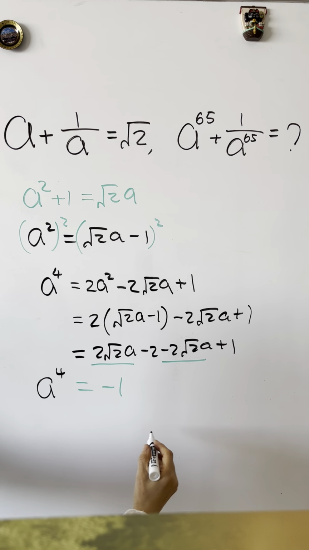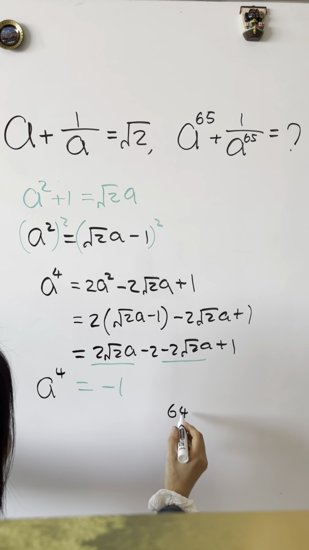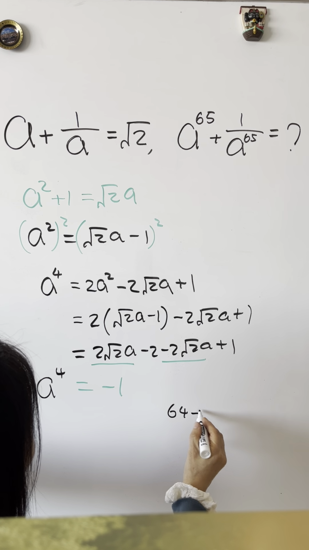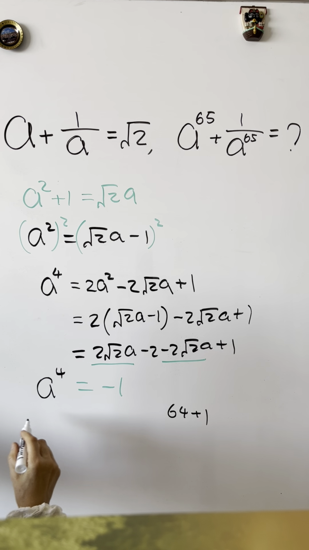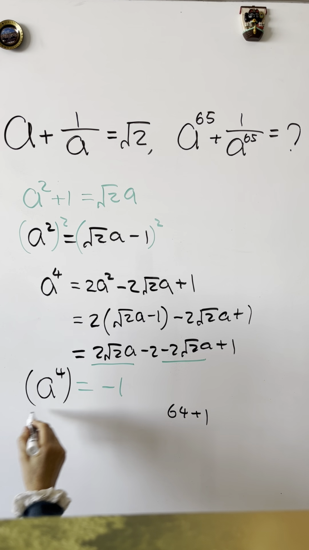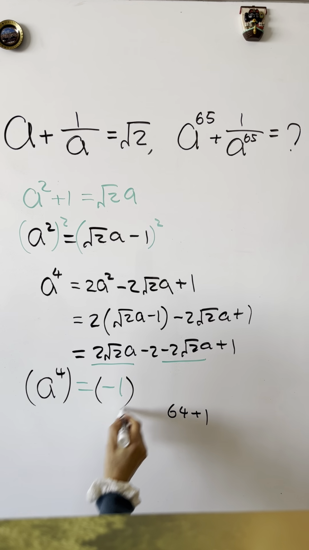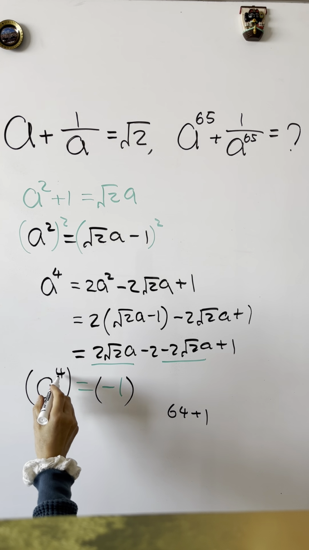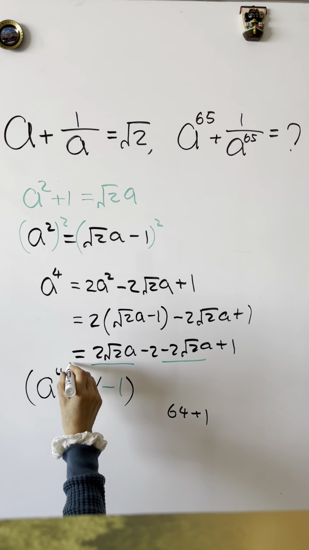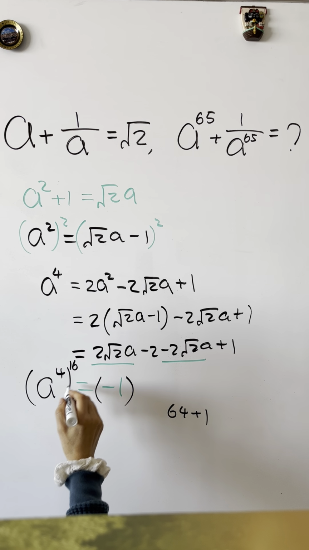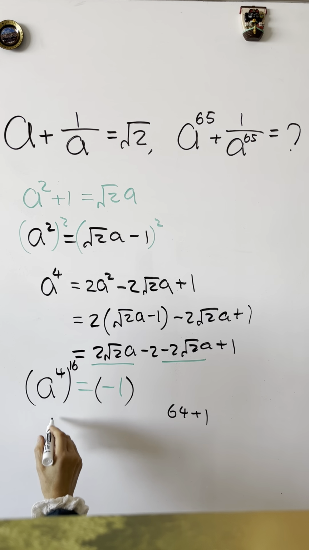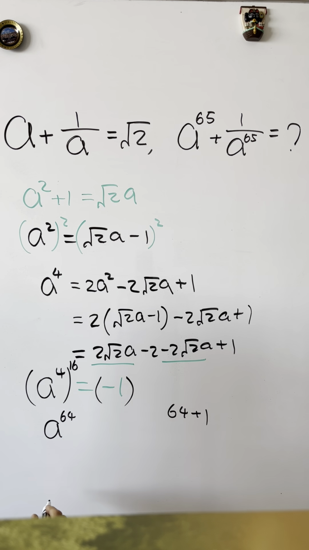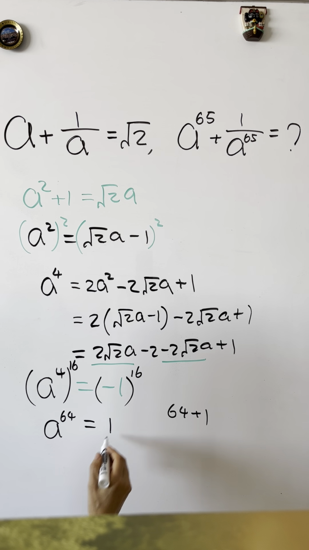Now 65. Okay. 65 is 64 plus 1. 64 is a multiple of 4. So that means if I raise this one, at the same time I'm going to raise this one, 4 times 16 is 64, right? So I'm going to raise this to the 16th power. Then that's a to the 64th power. Right? I raise this one by 16, so I get positive 1.